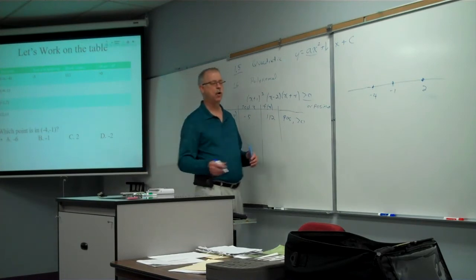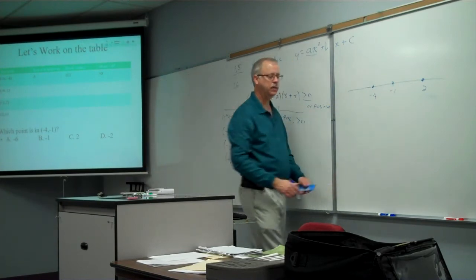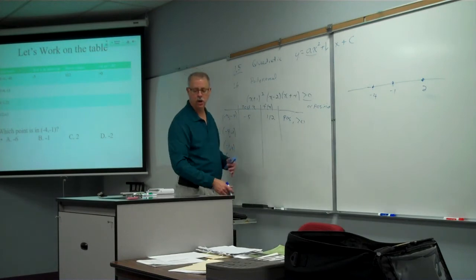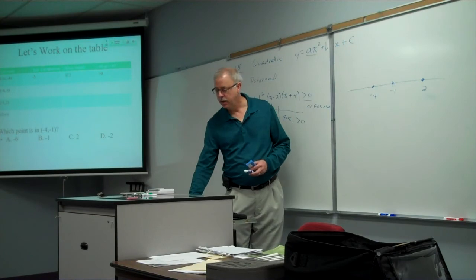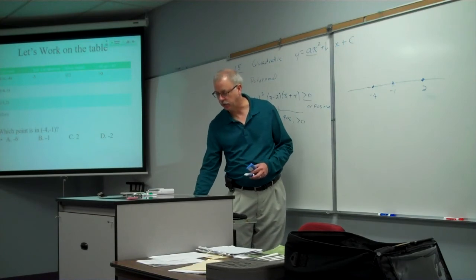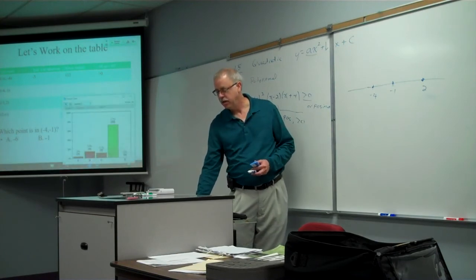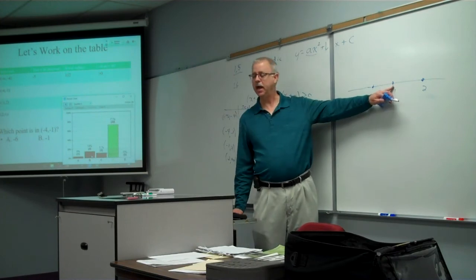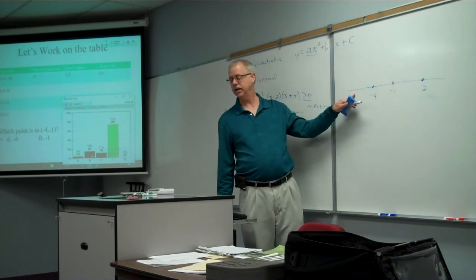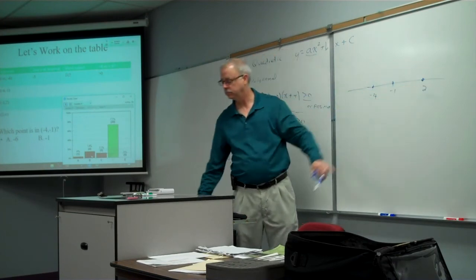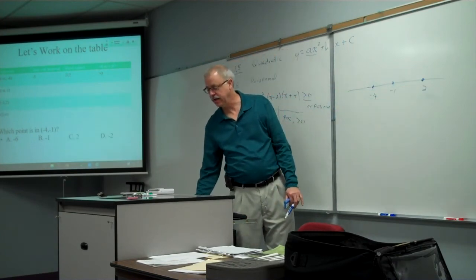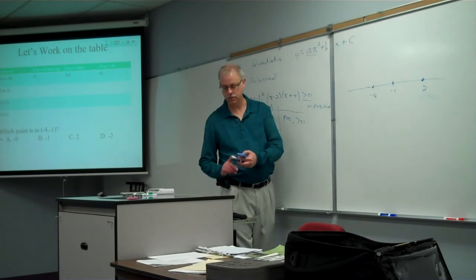Now, there are actually lots of points between -4 and -1. The easiest ones would be -3 or -2. So B here, -2 is in that interval. -1 is not in the interval, it's on the edge. -6 is not in the interval, and 2 is not in the interval. So of the choices I gave you, only -2 is in the interval.